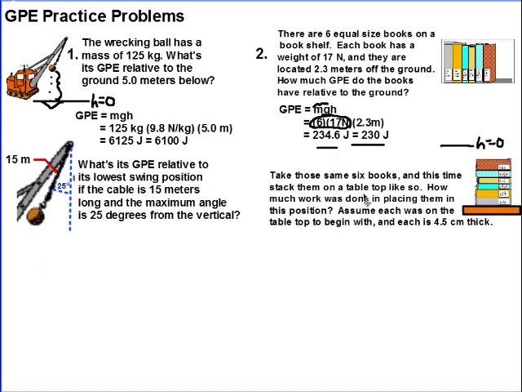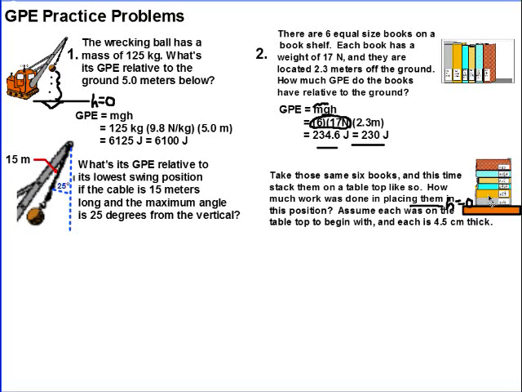I'm going to go ahead and take a look at this one down here now. Take those same 6 books, and this time stack them on a tabletop like so. How much work was done in placing them in this position? Assume each was on the tabletop to begin with, and each is 4.5 centimeters thick. So for this particular problem, each book has to be lifted up, except for the first one. The first one's already at the reference location. I'm going to change my reference now to say this is h equal to 0, right at the actual tabletop. Well, that takes no work to put it into position.